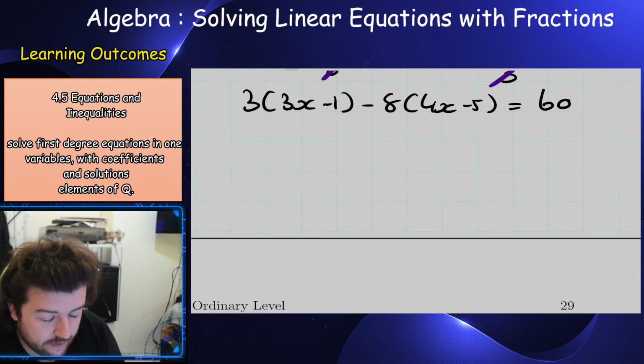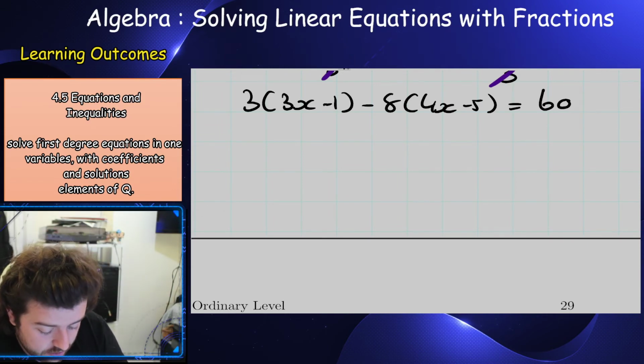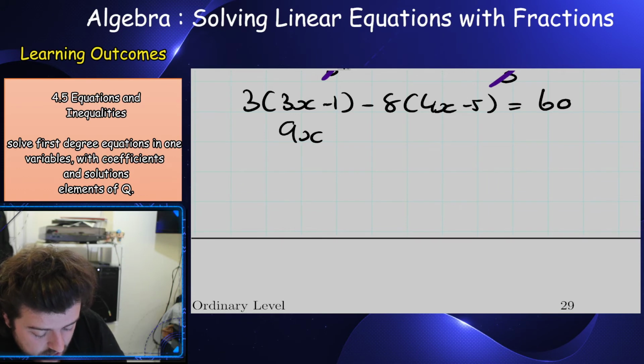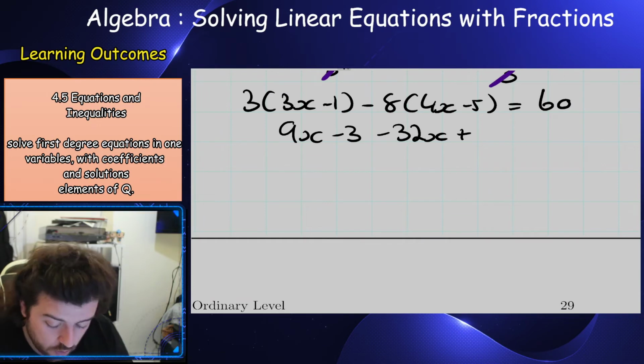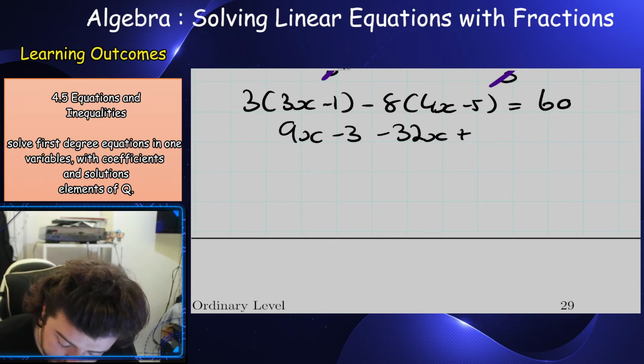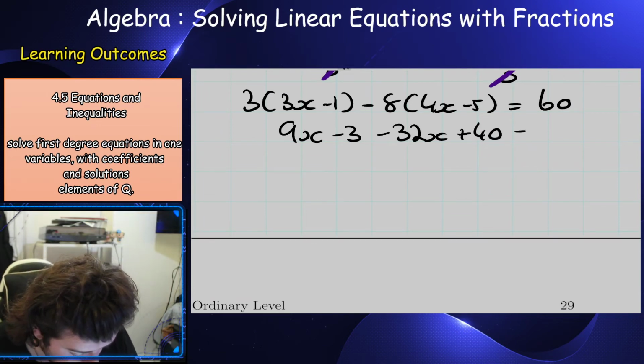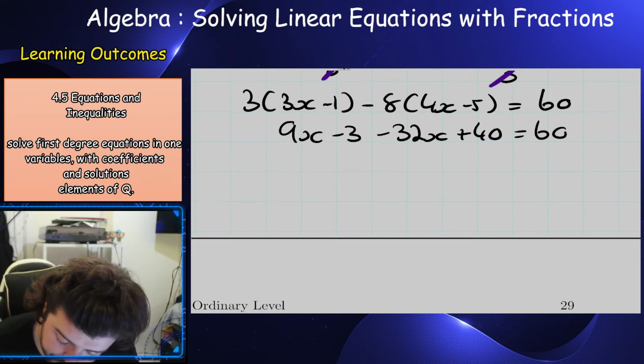And now I have a very similar expression to what I had in the previous examples. So 3 times 3x is 9x. 3 times minus 1 is minus 3. Minus 8 times 4x is minus 32x. Minus 8 times minus 5 is equal to positive 40, which is equal to 60.